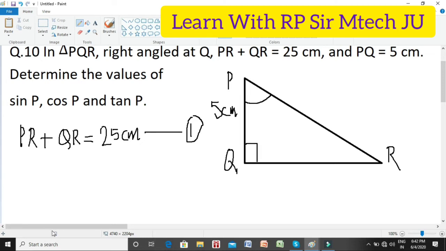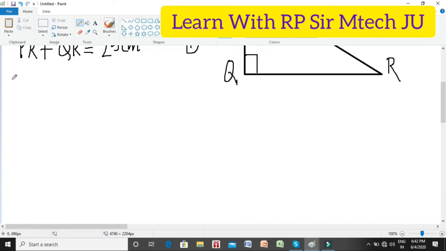Now, what we need to do is figure out the value of PR and the value of QR. Once we know this one, then finding out sin P, cos P, tan P will be very easy. So how to figure it out? We are going to use this particular equation, that is equation number 1, in order to proceed. But before that, we are going to apply Pythagoras theorem. So let us apply the Pythagoras theorem.